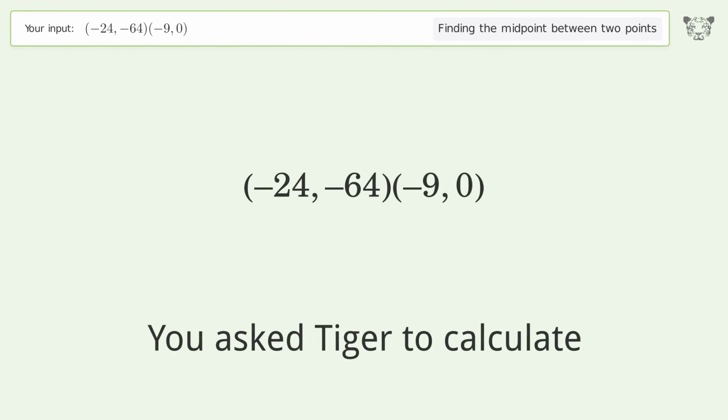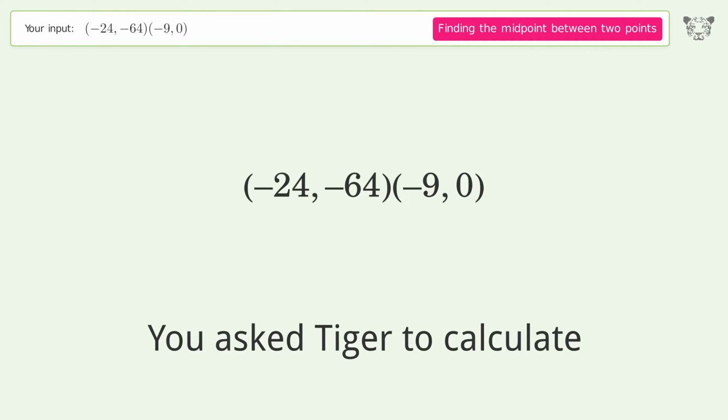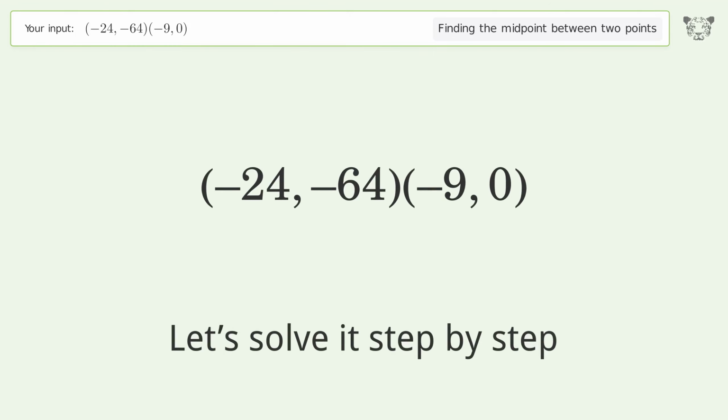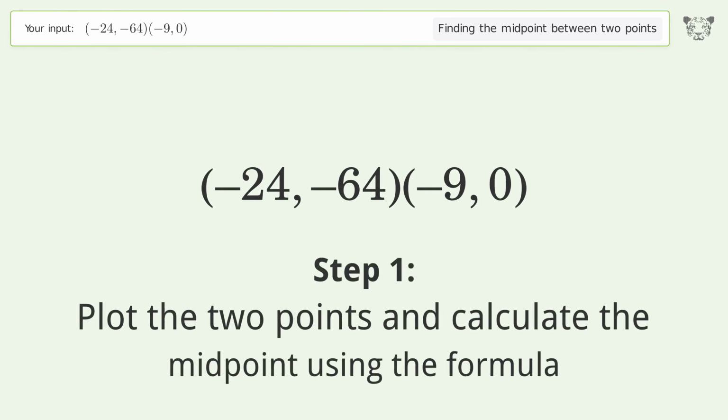You ask Tiger to calculate. This deals with finding the midpoint between 2 points. The midpoint between the 2 points is -16.5, -32. Let's solve it step by step. Plot the 2 points and calculate the midpoint using the formula.